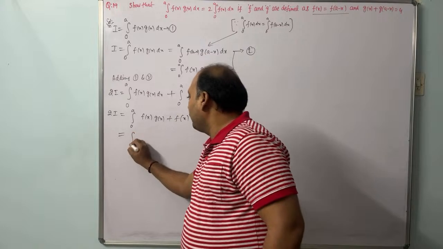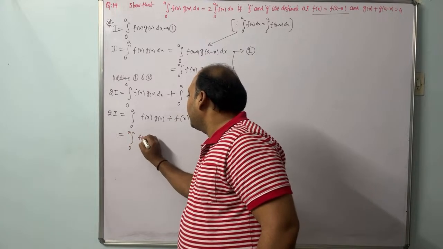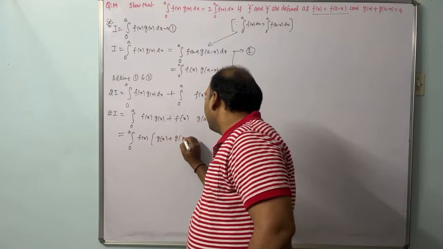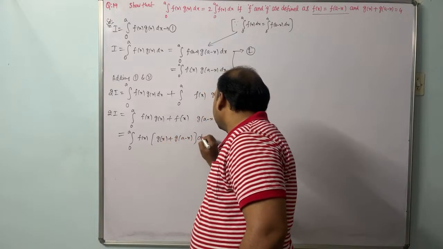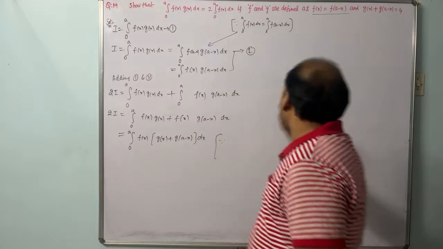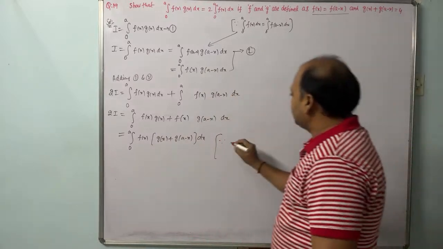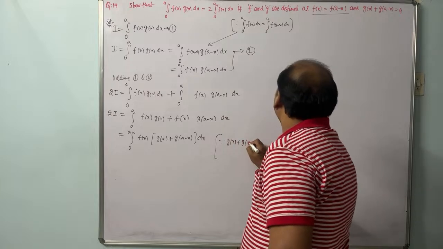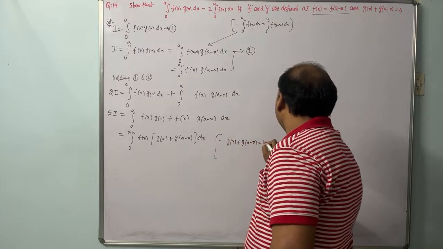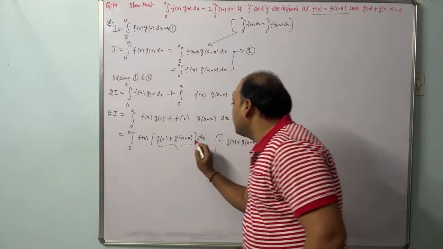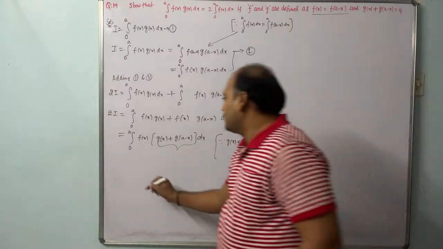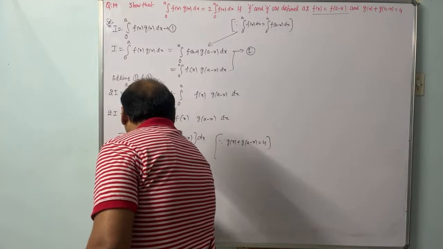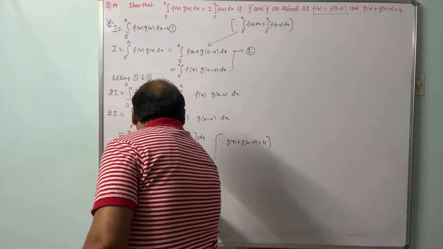So what term will be common? Integral 0 to a f of x will be common, into g of x plus g of a minus x into dx. Since the value of g of x plus g of a minus x is given as 4, in place of this you have to replace with 4. So integral 0 to a f of x into 4 dx.